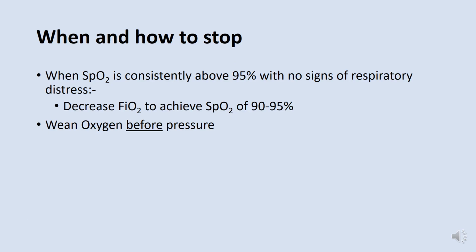So at what point do you decide to stop the CPAP and how do you do it? When the oxygen saturation is constantly above 95% and there are no signs of respiratory distress, then that is an indication that you need to decrease the fraction of inspired oxygen in order to achieve the recommended oxygen saturation of between 90 and 95%. And usually the oxygen is weaned off before the pressure. That is the sequence.